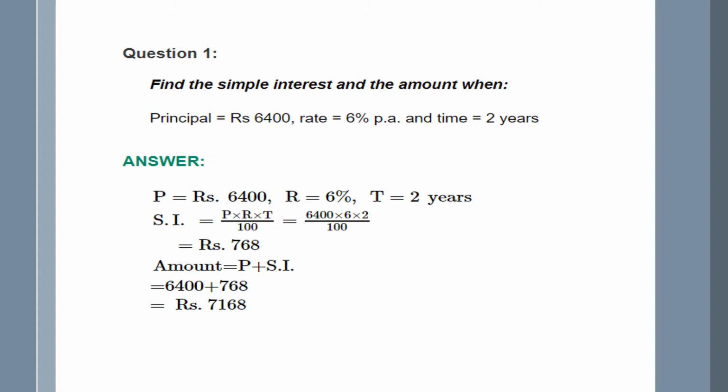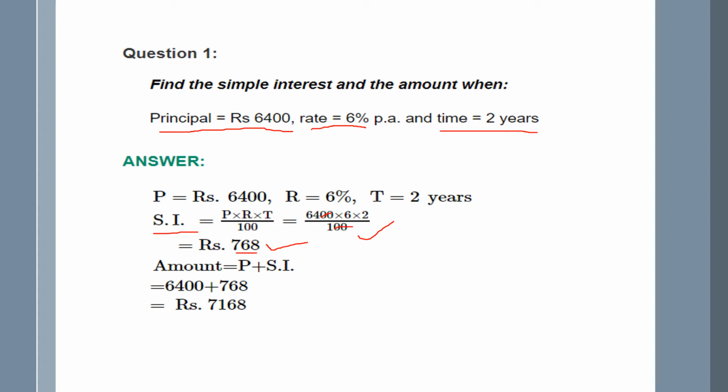So let's start. Principal is given as 6400, rate is 6%, and time is 2 years. As you know very well, the formula for simple interest is P into R into T by 100. In place of P, you put 6400, R is 6%, time is 2, divided by 100. When you cancel, the zeros will cancel with the zeros. 64 into 6 into 2 will be 768.